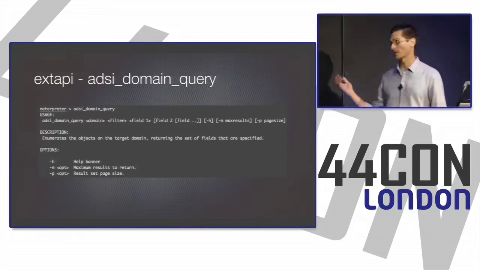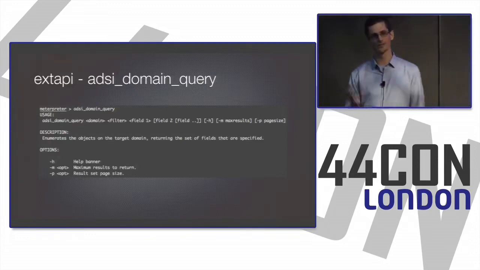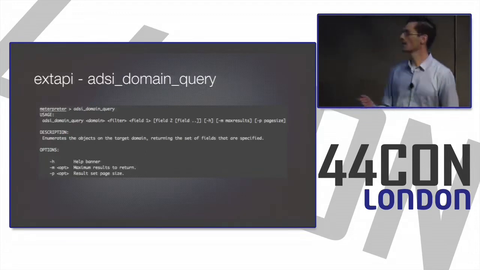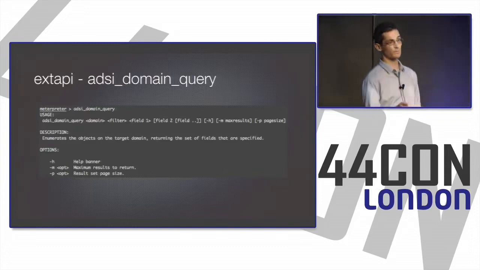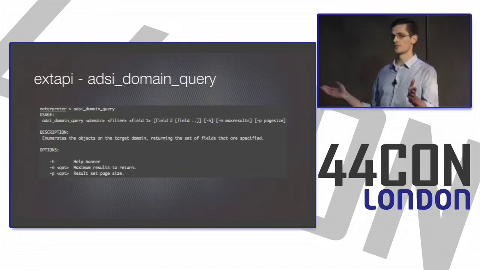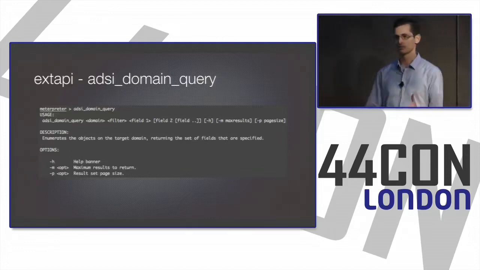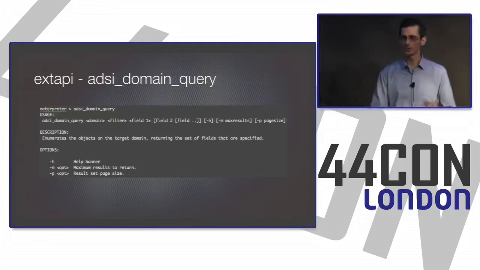So you start by passing in the domain name. You've owned some box that's on a domain, and you can pass that domain name in. Then you pass in an LDAP filter. So you might say, I want the object class to be a user or a computer. And then you can just give it a list of fields. So SAM account name, distinguished name, that kind of stuff. And whatever it is that you've specified will be pulled out of Active Directory.